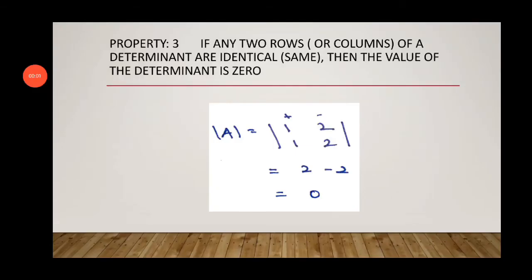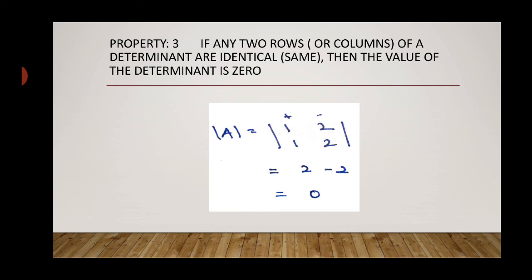Property number 3. If any two rows or any two columns of a determinant are identical, means looking same, then the value of the determinant is 0. That's very easy. So here you see determinant of A equal to, they have given a determinant. In the first row we have 1, 2. Second row also we have 1, 2. Can you see the first row and second row same? Yes, they are same. So therefore the answer will be 0. Directly you can write 0. But for you to understand, I have proved here.